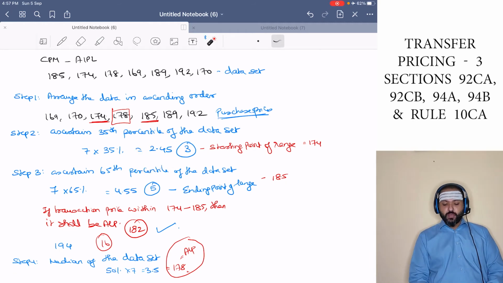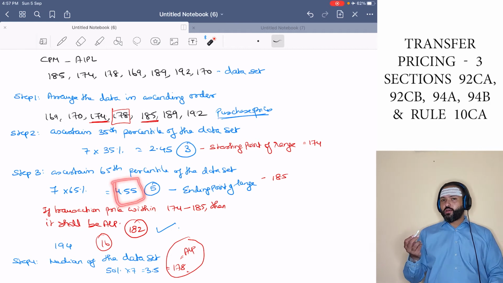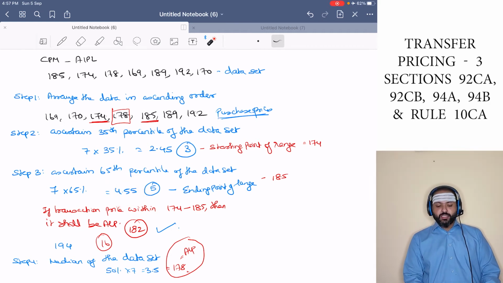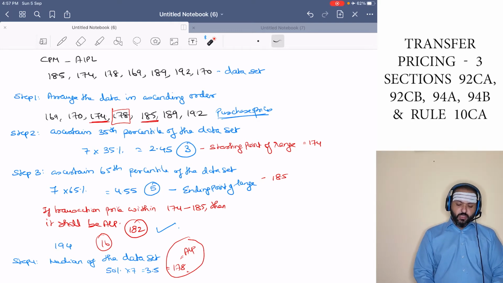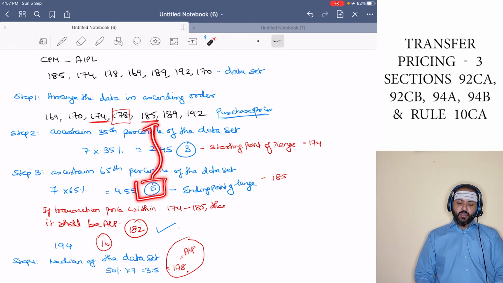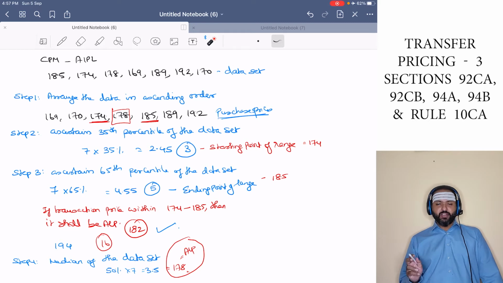So it is not a whole number. We have taken 3, which is a whole number. Okay. So the next number is 3. 178 will be the starting point of the range. Then what did we do? We took the 65th percentile. We got 4.55. Whether it is a whole number? No, it is not. So take the next number, the fifth number. 174, and then the fifth number is 185. Okay, so this is going to be a range. So the range will be 174 to 185.